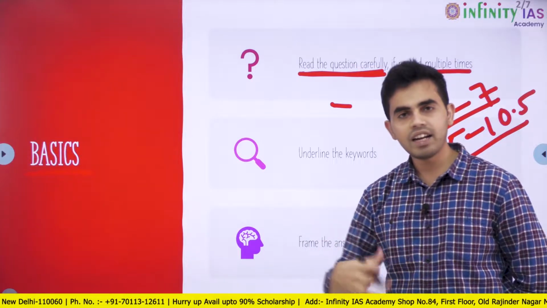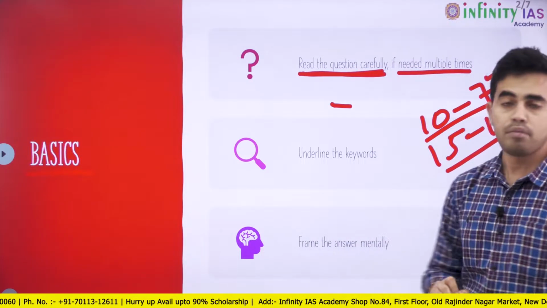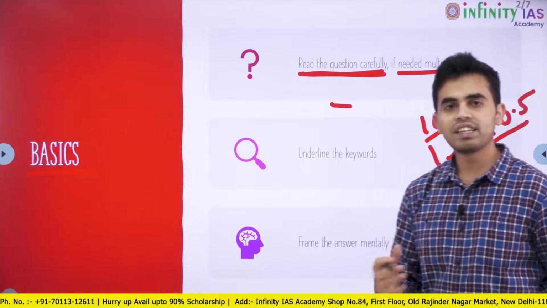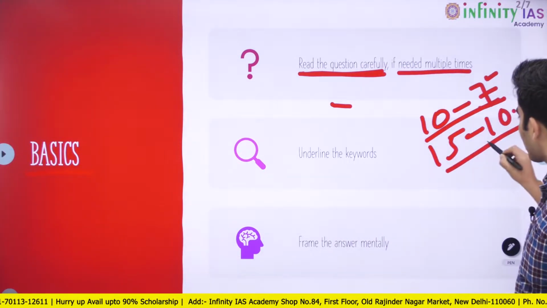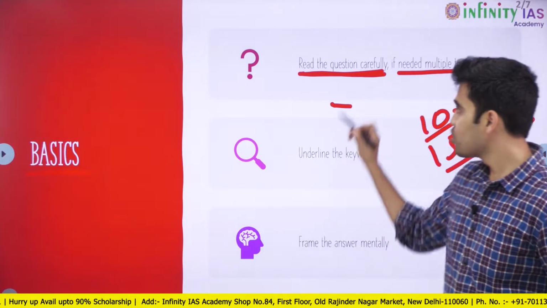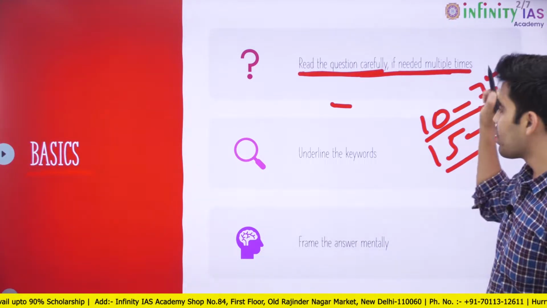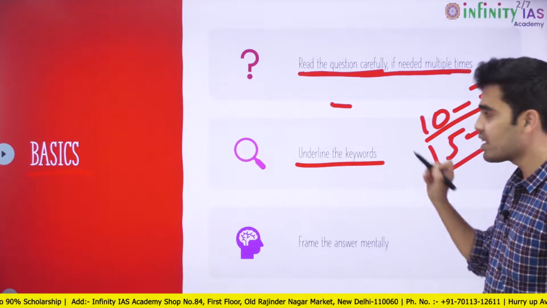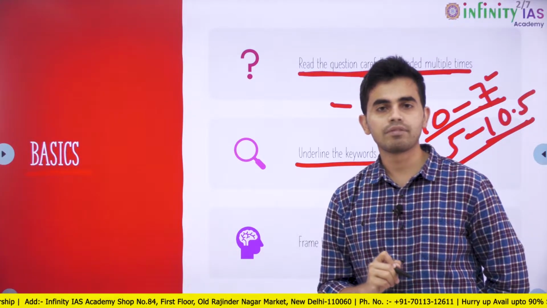We might feel that reading the question multiple times might be wasting time. But if we don't read the question carefully and miss an important point, all these 7 minutes or 10.5 minutes that we saved will go to waste. So, we need to read the question carefully, if needed multiple times, underlining the keywords. This can be done in the question paper itself.